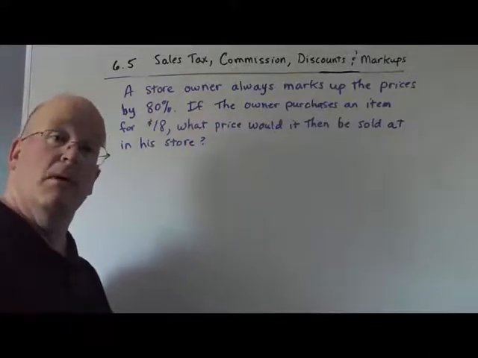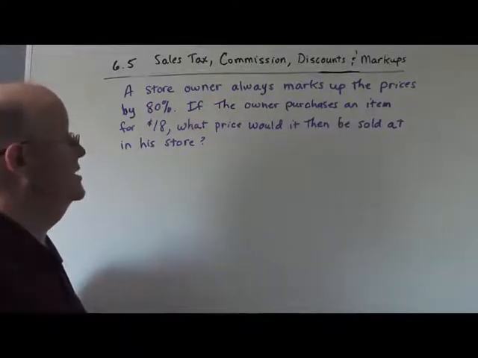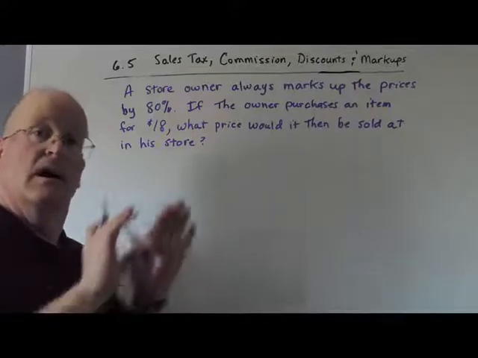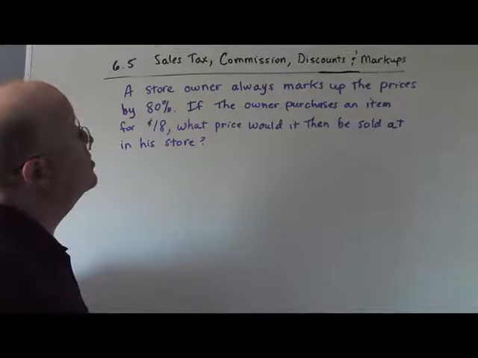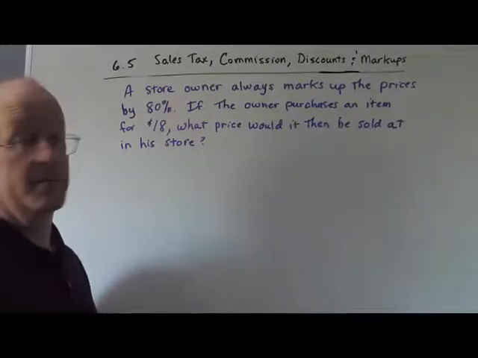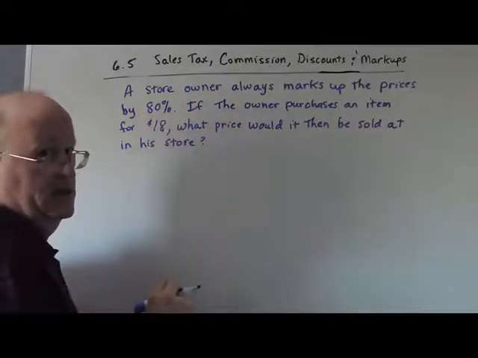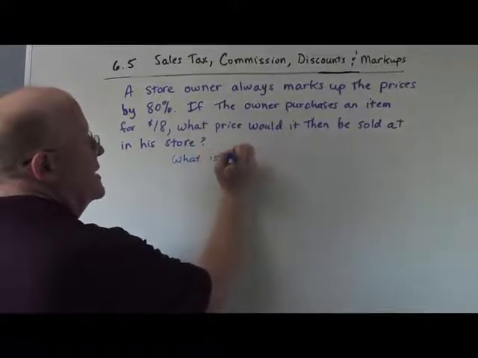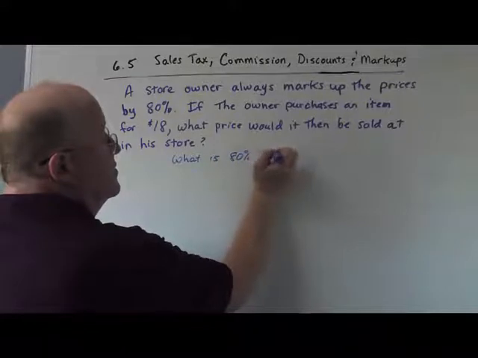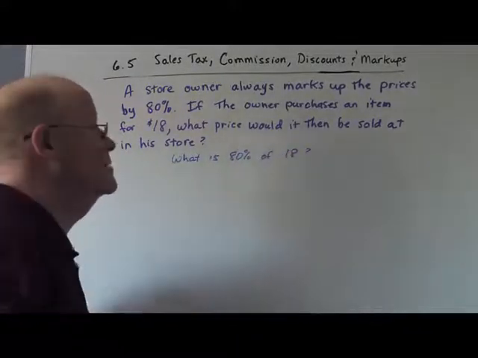Now let's talk about markup. A store owner always marks up the prices by 80%. He buys it at wholesale and then marks up the price and then sells it at retail. If the owner purchases an item for $18, what price would it then be sold at in the store? Okay, let's take a look at that. We want to use 80% in here somehow. So we want to say, what is 80% of this $18 price? That will tell us how much the markup will end up being.